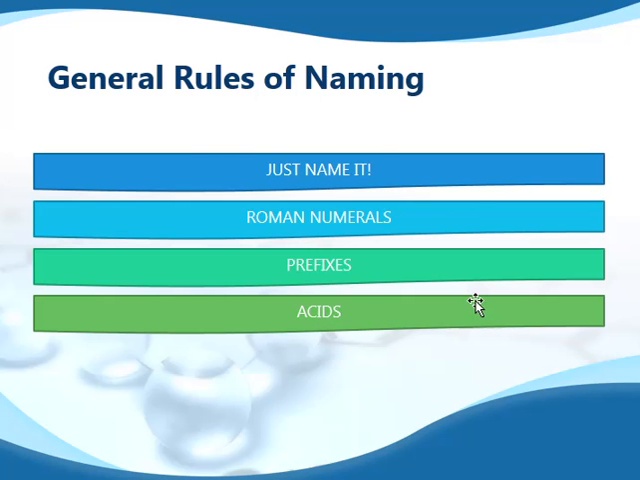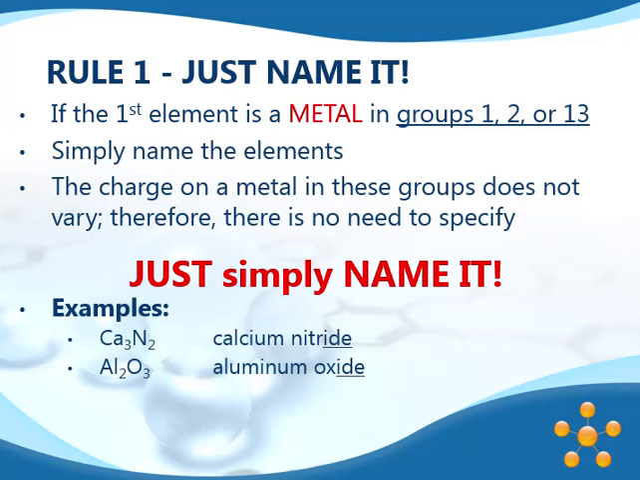All right, so here are 4 rules of naming. Rule 1, just name it. Rule 2, we've got Roman numerals. Rule 3, there's prefixes involved. And then the last rule, which we won't spend much time on, is how we name acids. Depending upon what chemistry teacher or any other science teacher you have, they may outline these rules in a little bit different ways, but this is the easiest way that I've found to name compounds, so that's why I'm going with them.